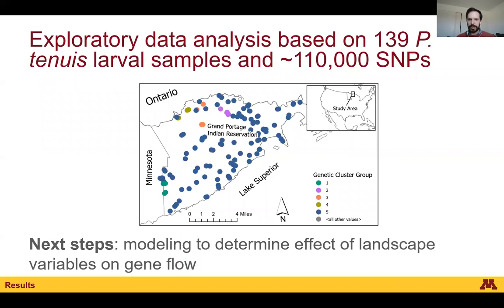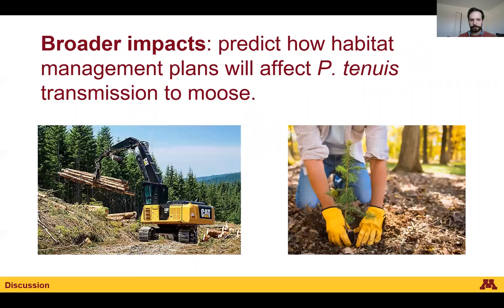To that end, we collected 139 P. tenuis larval samples. We then identified about 110,000 genetically variant sites, which we used to delineate 5 genetically distinct clusters of P. tenuis on the reservation. 4 of those clusters seem to be concentrated on the outside edges of the reservation and near clear cuts and rivers. However, we still need to assess the effect of different landscape features on P. tenuis transmission through our modeling framework.